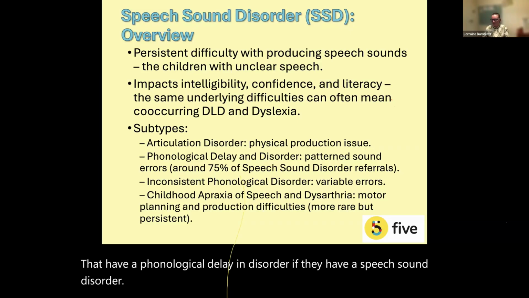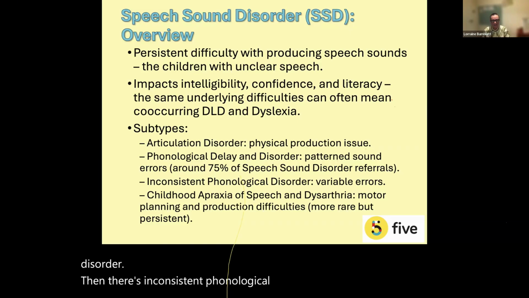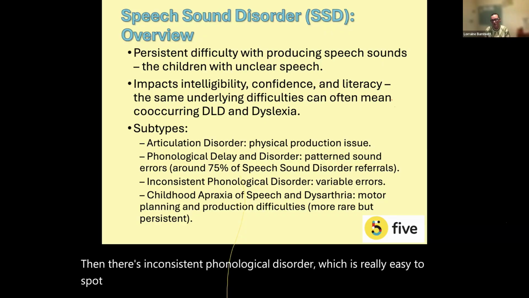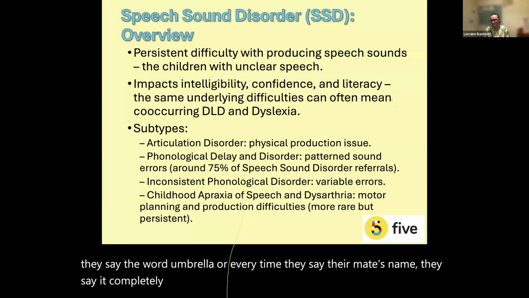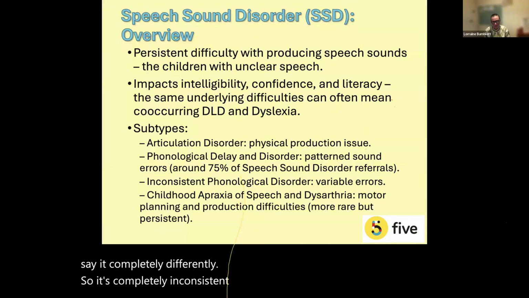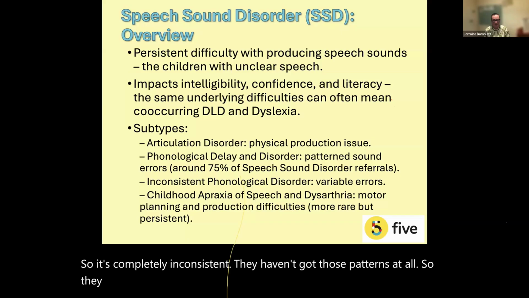Then there's inconsistent phonological disorder, which is really easy to spot, actually. Those are the kids that, every time they say the word umbrella, or every time they say their mate's name, say it completely differently. So it's completely inconsistent. They haven't got those patterns at all. So they might say Banzella, Manella, Badella. You have no idea what they're going to say every time.